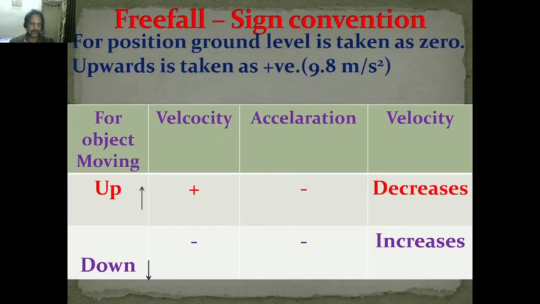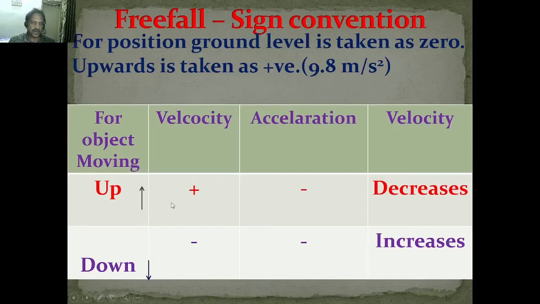Before going ahead, it is worth looking at some sign conventions. For position, the ground level will be taken as 0, upwards will be taken as the positive direction, so the acceleration would be minus 9.8 meter per second square, as it is pointing down always.